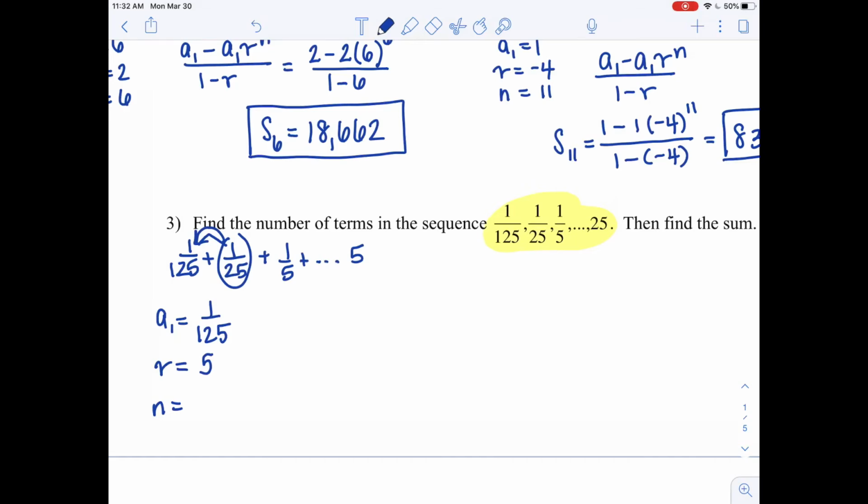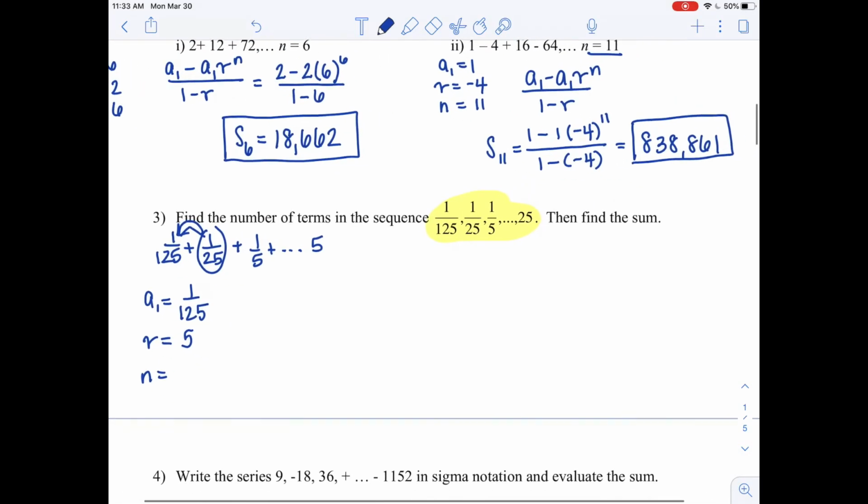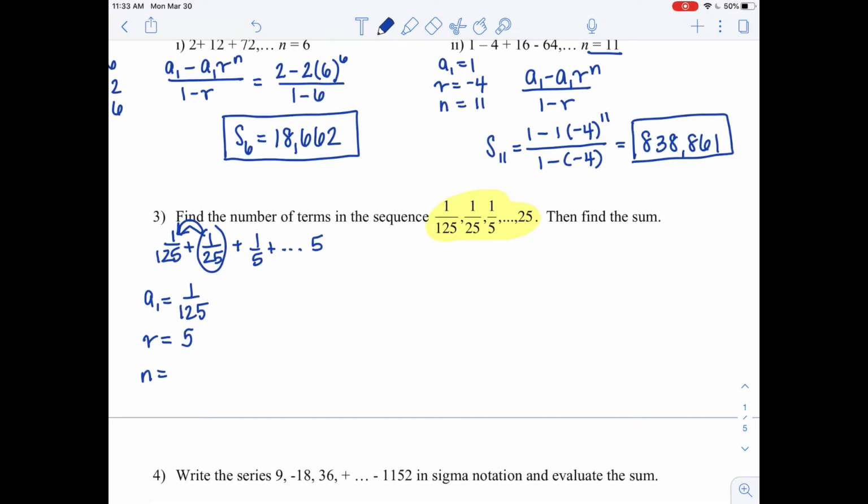The thing we're missing that we need is the nth, not the nth term, how many terms I'm working with here. So I'm going to have to, again, go back to my sequence formulas and use that to solve for n. For a geometric sequence, the rule was a sub n equals a1 r to the n minus 1. The nth term we have here is 25. The first term is 1 over 125. The common ratio is 5, and that's being raised to the n minus 1 power. N minus 1 is what we're solving for.